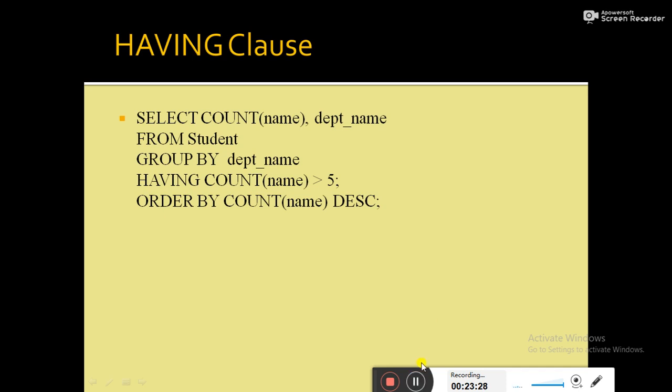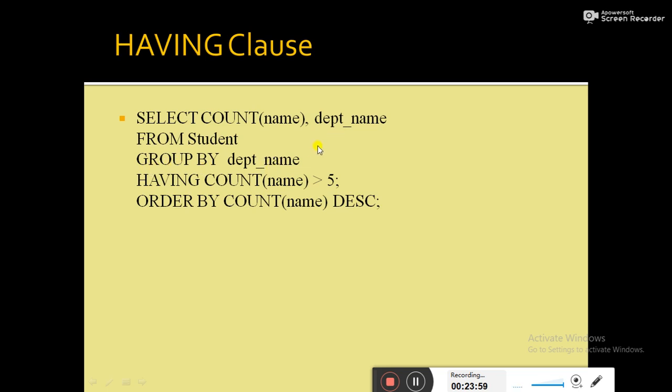Let's take another example. Almost the same example: we have to display the number of students present in each department, provided the department has greater than 5 students. And while displaying the result, we want to print the result in descending order of their number of students. So first we have to form a group. So we have to form a group based on department name.